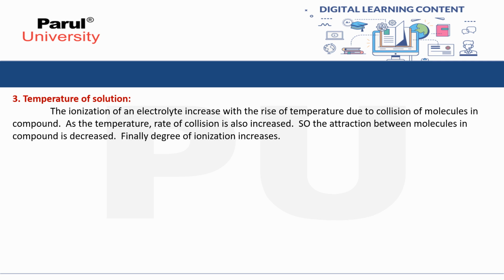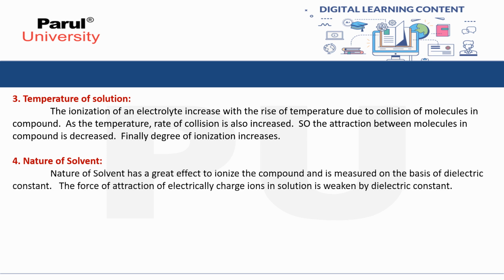The third factor is temperature of the solution. The ionization of an electrolyte increases with the rise of temperature due to collision of molecules in the compound. As the temperature increases, the rate of collision also increases. So, the attraction between the molecules in the compound is decreased and the bond is broken, and finally the degree of ionization increases. Another factor is the nature of solvent.